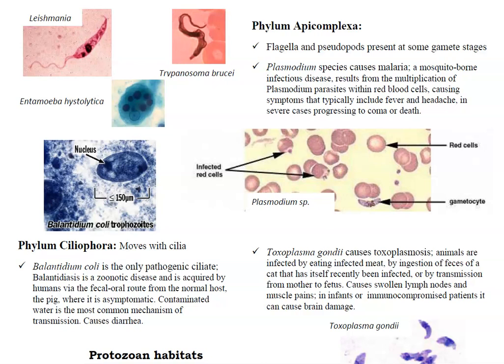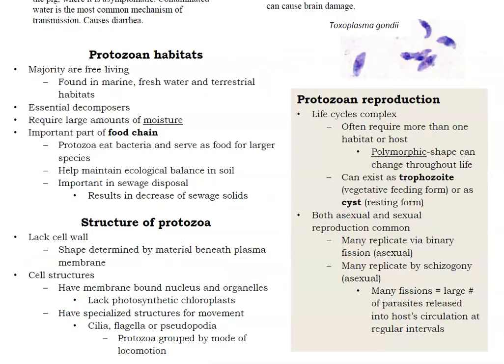And then phylum Ciliophora, they move using cilia. Balantidium coli is the only pathogenic ciliate. Balantidiasis is a zoonotic disease and is acquired by humans via the fecal-oral route from the normal host, the pig, where in the pig it's asymptomatic. Contaminated water is the most common mechanism of transmission, and in humans it causes diarrhea.